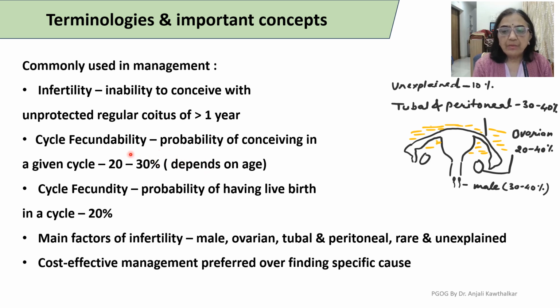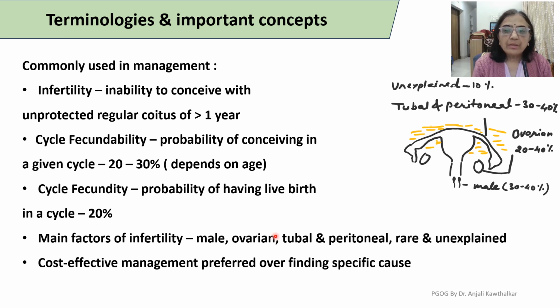That means whenever we are giving treatment, we need to counsel the couple about this relativity with the normal also. Even for normal, it is not 100% in a given cycle. Only 20 to 30% is the probability of conceiving in a given cycle for normal women, and with treatment also, we have to compare with this only. Fecundity is the probability of having a live birth in a cycle, which is also around 20%.